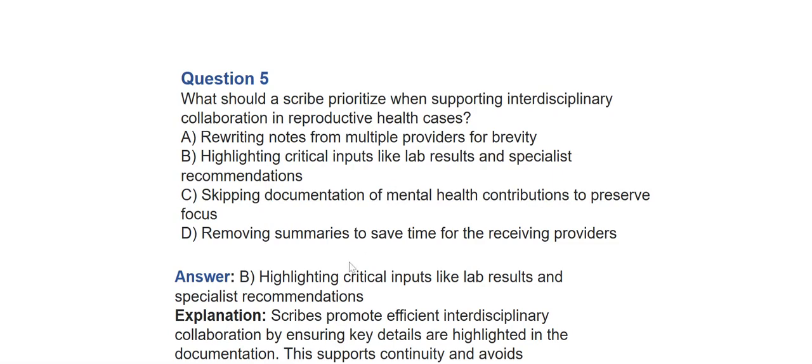It is B, as scribes promote efficient interdisciplinary collaboration by ensuring key details are highlighted in the documentation. This supports continuity and avoids miscommunications across care teams.